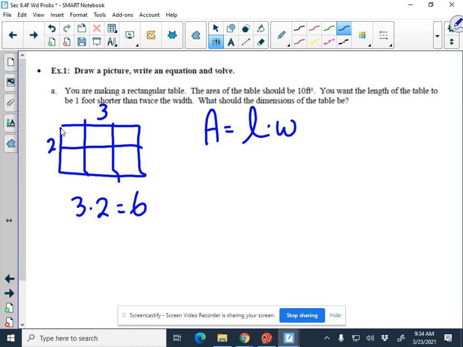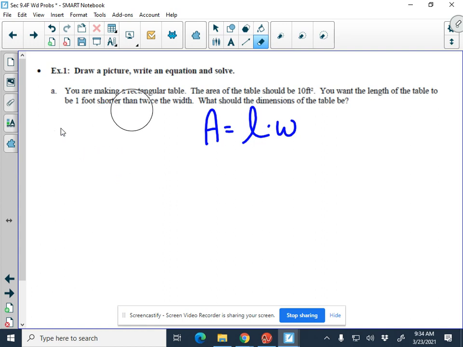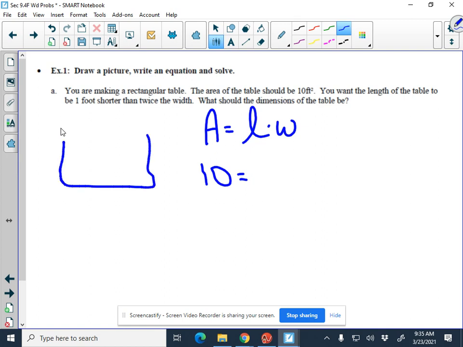Okay, so the area should be 10 though, it says. The area shouldn't be 6, the area should be 10. Okay, so if the area is 10, over here I'm going to make this area 10. And then it says, what's the length of the table? So it's 1 foot shorter than twice the width. And you're like, huh? Okay, so what we have is, I'm going to call this W. And the length is twice the width, but 1 foot shorter than that. Okay?